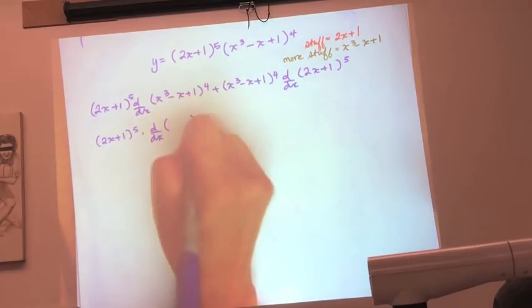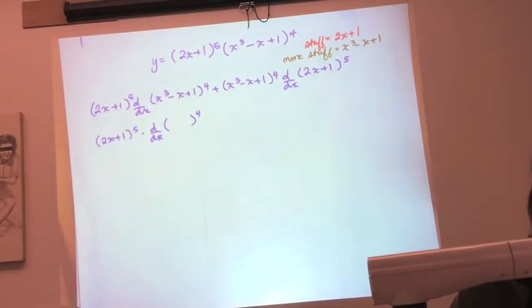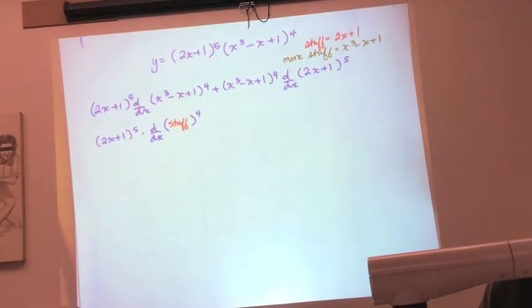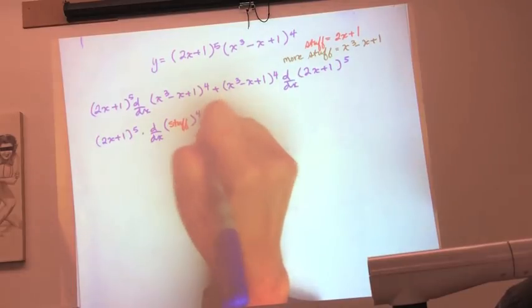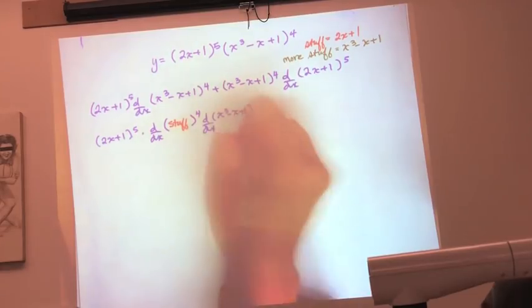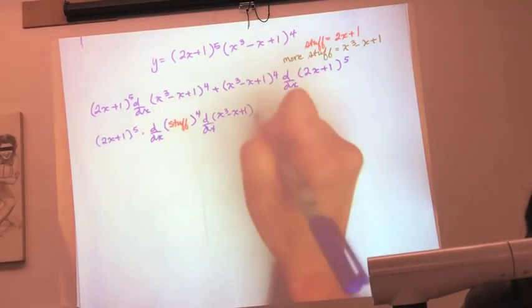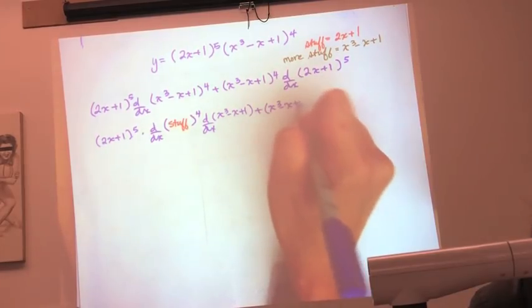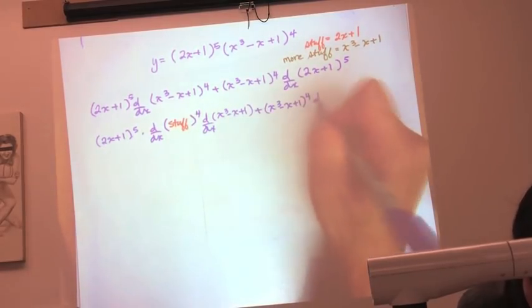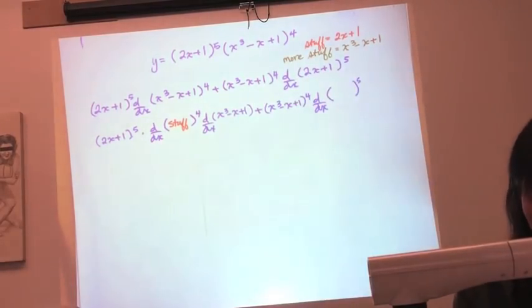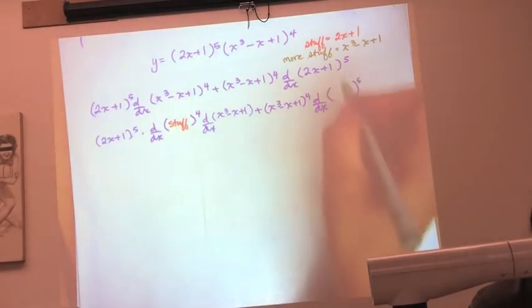right? And we're going to call that inside part stuff. And then I'm going to derive my stuff. These start to get pretty long sometimes. So x cubed minus x plus 1, right? And then I'm gonna do the other side. I have (x cubed minus x plus 1) to the 4th power, and I'm gonna derive my outer, which in this case is more stuff.